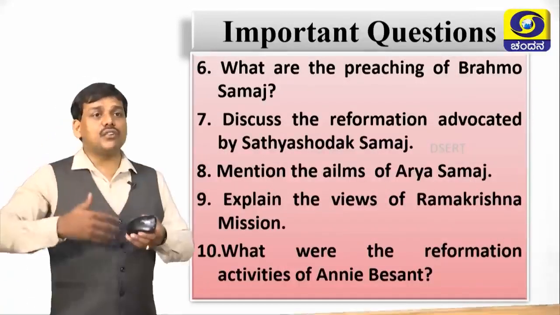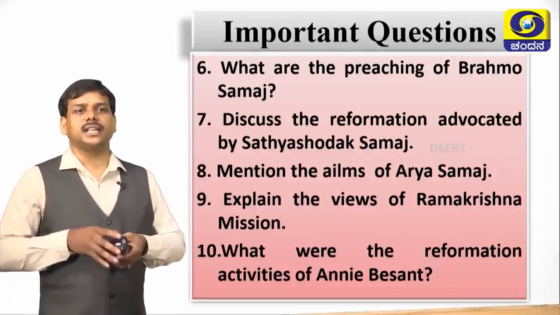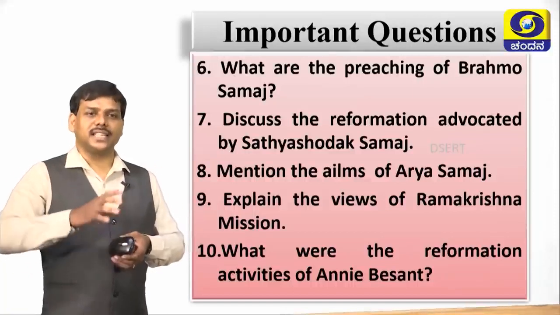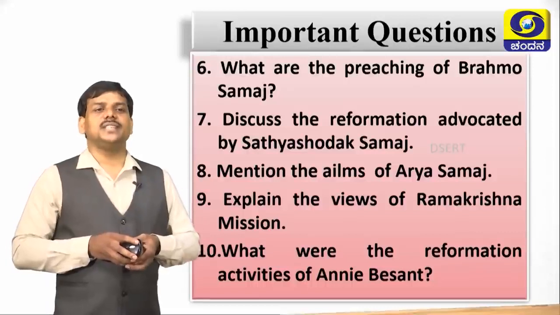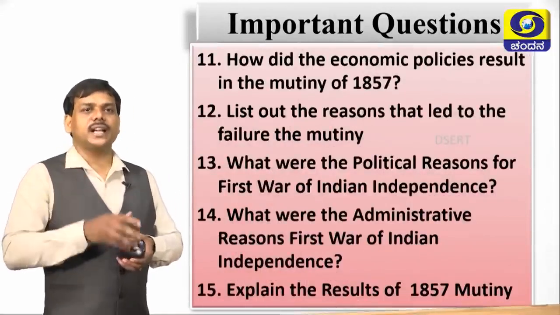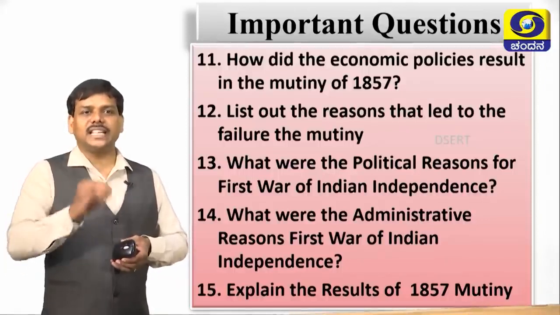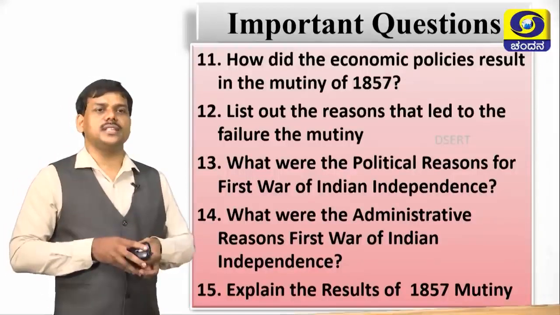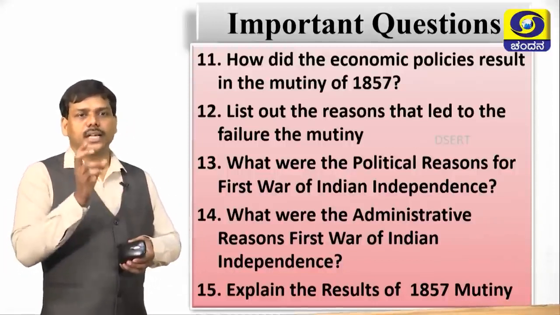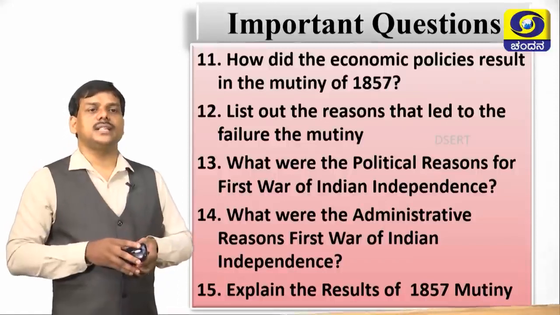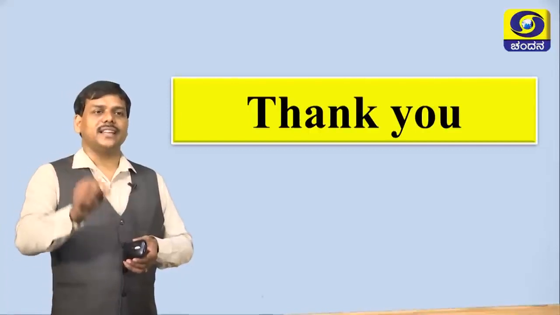What were the preaching of Brahma Samaj? Discuss the reformation advocated by Satyashodak Samaj, mention the aims of Arya Samaj, explain the views of Ramakrishna Mission, what were the reformation activities of Annie Besant, how did the economic policies result in the mutiny of 1857, list out the reason that led to the failure of the mutiny, what were the political reasons for First War of Indian Independence, what were the administrative reasons of First War of Indian Independence, explain the results of 1857 revolt.